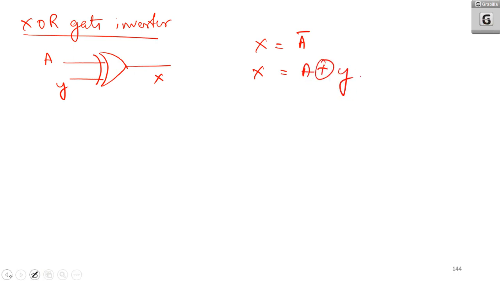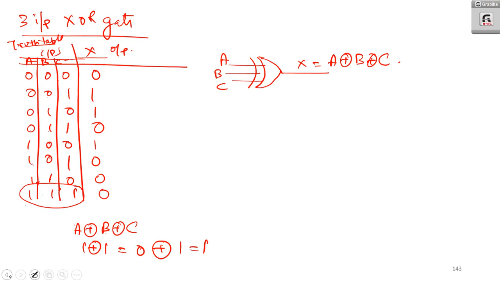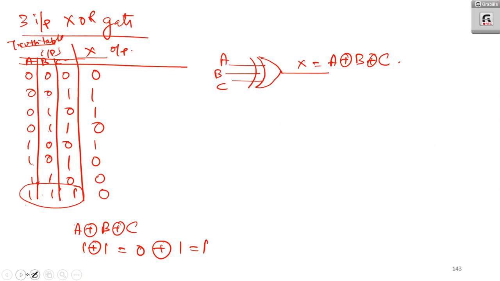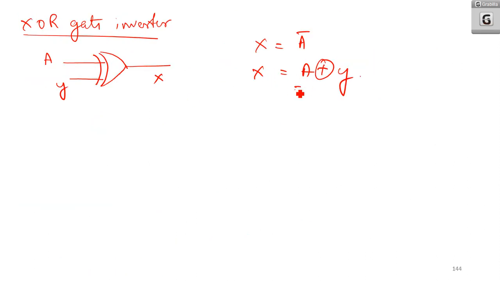So when can we get X equal to A bar? See, when the input A is 0, Y should be equal to 1. That is the first case. When A is equal to 0, then Y is equal to 1. In that case, the XOR gate can act as an inverter. Then if Y is 1, you can say that X is the invert of A.